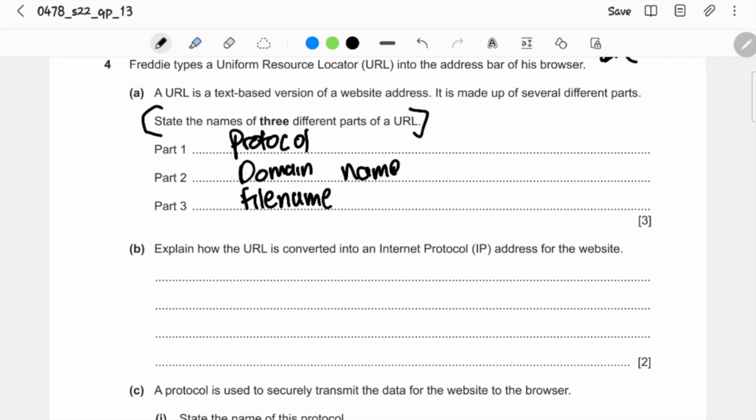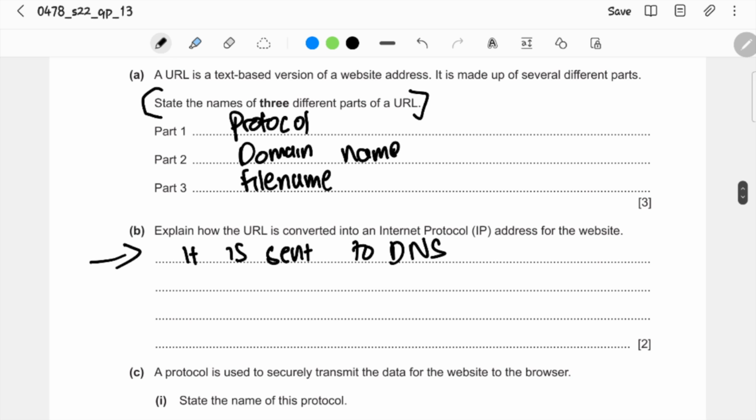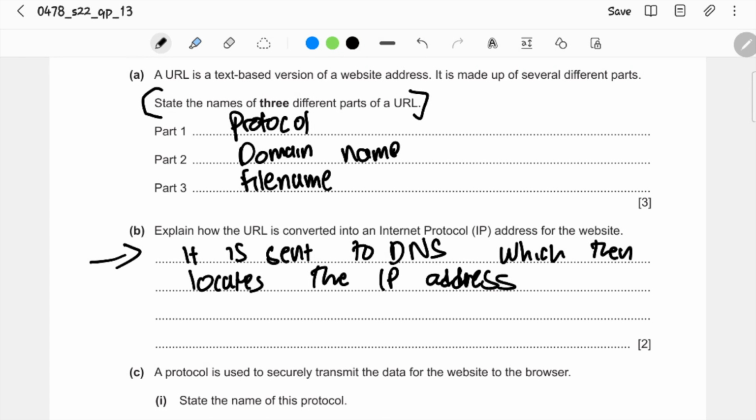Explain how the URL is converted into IP address for the website. Okay, now this is a very uncommon question, but if you read your notes carefully, you would know something. It is sent to DNS. When we do questions on web pages, this phrase is usually always there. So that's why I'm saying it's a very odd type of question. DNS then locates the IP address.